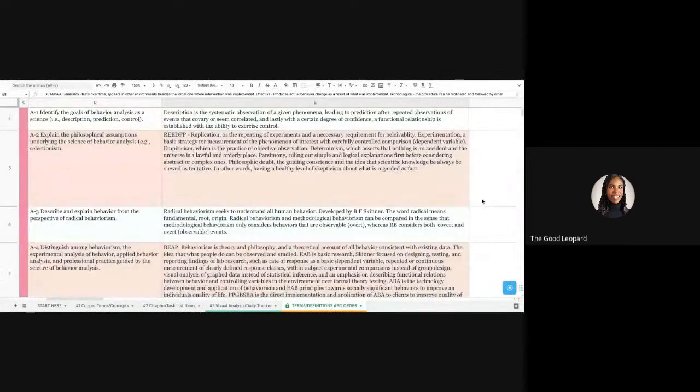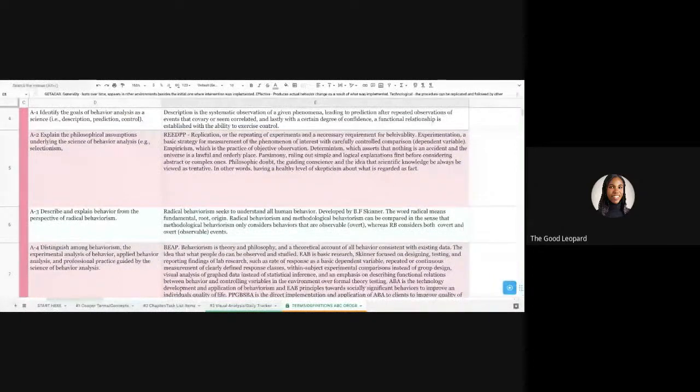A2. Explain the philosophical assumptions underlying the science of behavior analysis. All right. So when you think of philosophical assumptions, think of the acronym that's going to help you. I made an acronym, READ-PP. Well, I didn't really make it because others have used it too, but this is the one that I like to use. The first one is replication, which means repeating experiments. We want to do this for believability. We want to see it over and over so that we know that it's reliable, and that it's believable.